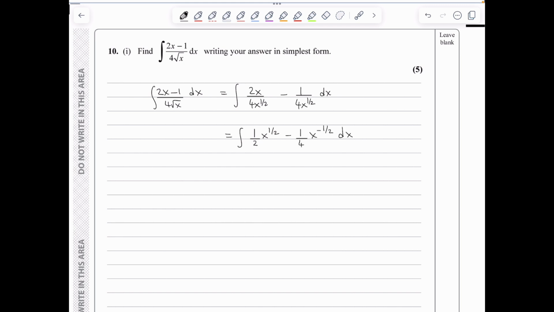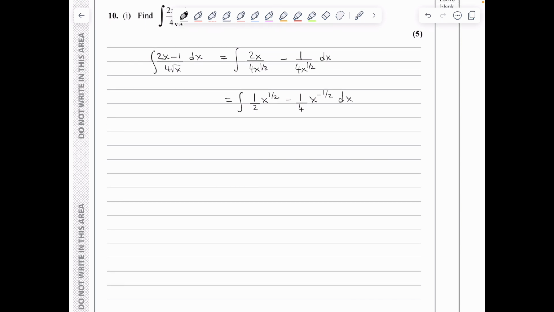Now remember that when we integrate, we increase the power by 1 and divide by the new power. So this will give me a half x to the 3 over 2 over 3 over 2 minus a quarter x to the half over a half, and plus a constant of integration. Now the 2 with the 2 will cancel out, and the 4 with the 2 leaves me a 2 in the denominator.